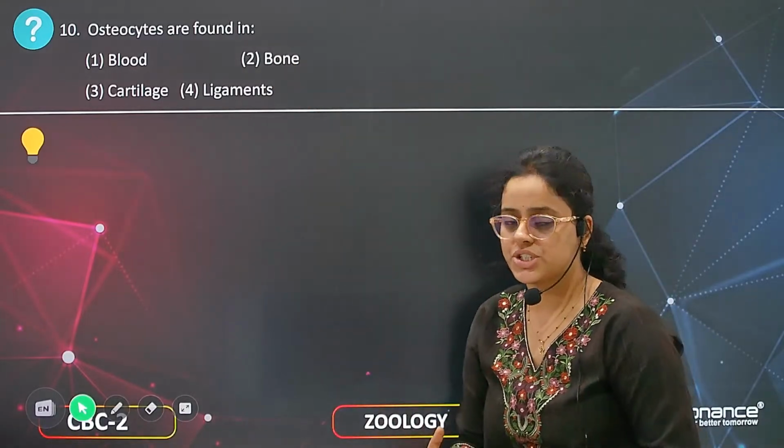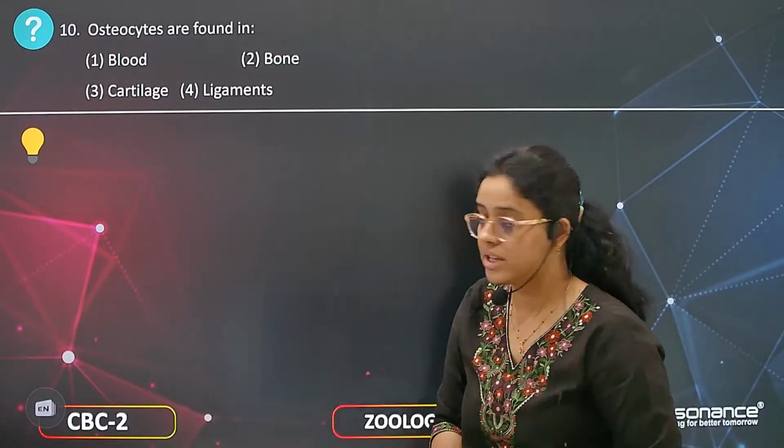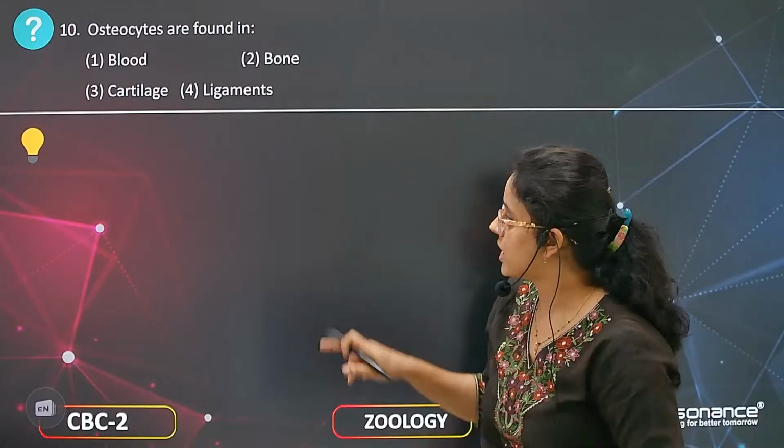So new bone deposition is due to the osteocytes, and these are present between the Haversian canal. So this is osteocytes.